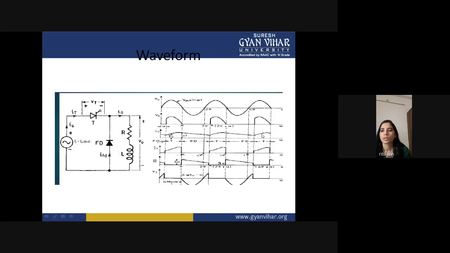So this mode is called your continuous current mode because your output current is not getting 0 anywhere in this waveform. You can see that the output current is not 0. So that's why this mode of conduction is called your continuous current mode.